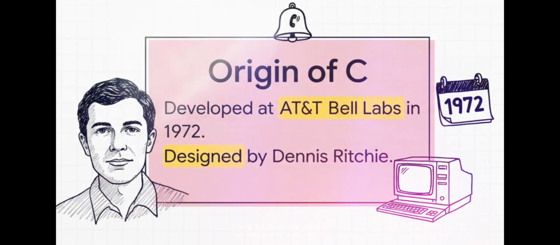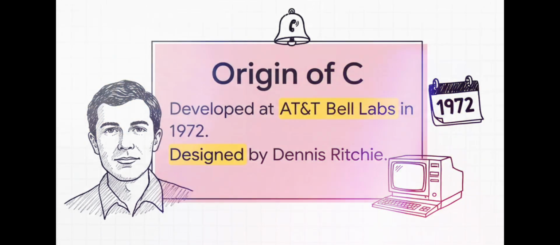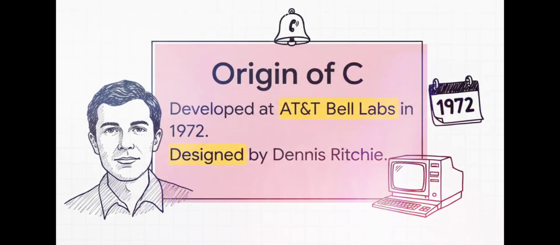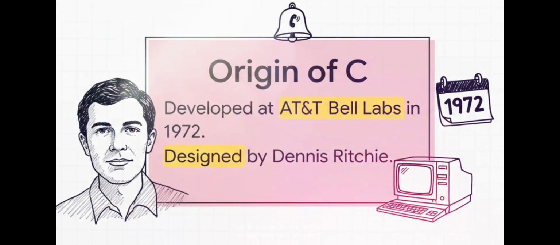Way back in 1972 at the legendary Bell Labs, Dennis Ritchie created C. And here's the cool part. There was no big marketing campaign, no corporate push. It just grew, organically, because developers discovered it was just so good. It was efficient, elegant, and it just worked.